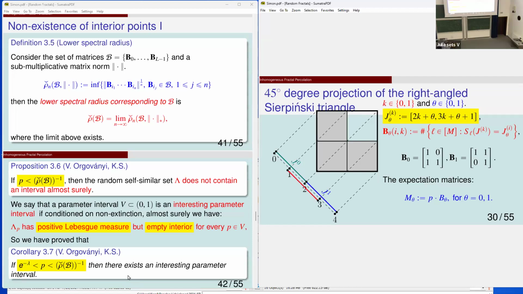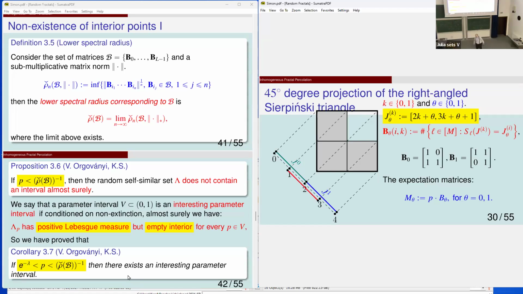So altogether, if you put together what I said, if P is bigger than e to the power negative lambda, where lambda is the Lyapunov exponent, and smaller than the reciprocal of that very strange thing, which is this, then you have what we call an interesting parameter interval. In this situation, you have positive measure and no empty interior.